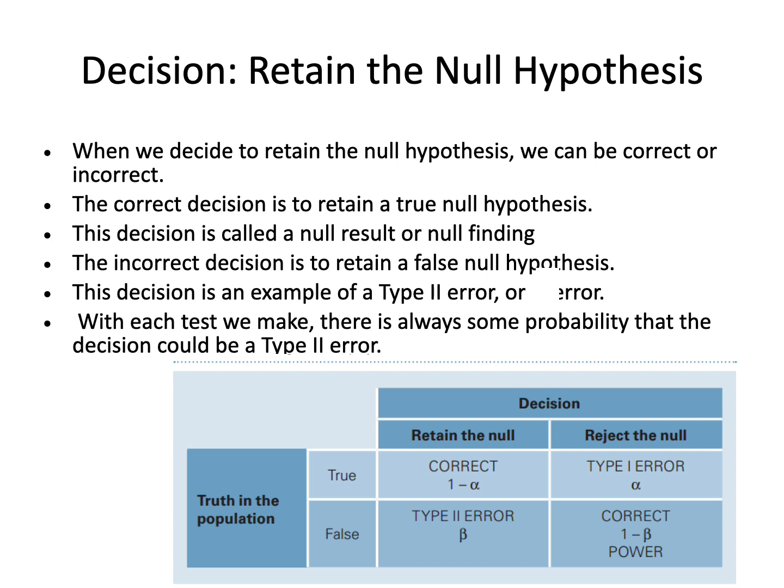And another one is the type 2 error. Here, when we decide to retain the null hypothesis, we can be correct or incorrect. The correct decision is to retain the true null hypothesis. The decision is called the null result or null finding, and the incorrect decision is to retain the false null hypothesis. This decision is an example of the type 2 error, or we call this the beta error. And with each test we make, there is always some probability that the decision could be a type 2 error, and it is defined by beta.